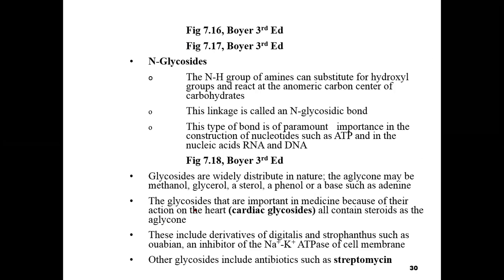Glycosides are widely distributed in nature. The aglycons may be methanol, glycerol, sterols, a phenol, or a base such as adenine. The glycosides that are important in medicine because of their action on the heart, the cardiac glycosides, all contain steroids as the aglycons. These include derivatives of digitalis and strophanthus, such as ouabain, an inhibitor of the sodium-potassium ATPase of the cell membrane. Other glycosides include antibiotics such as streptomycin.